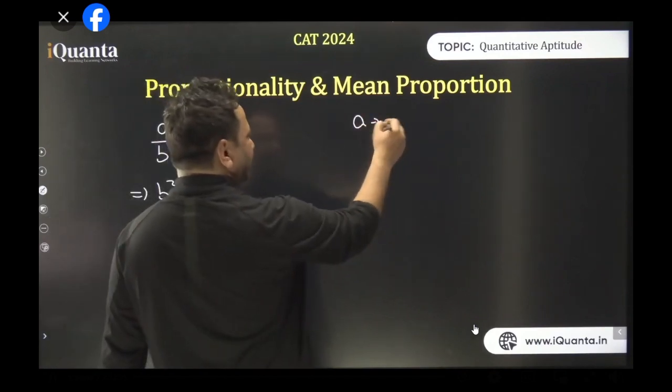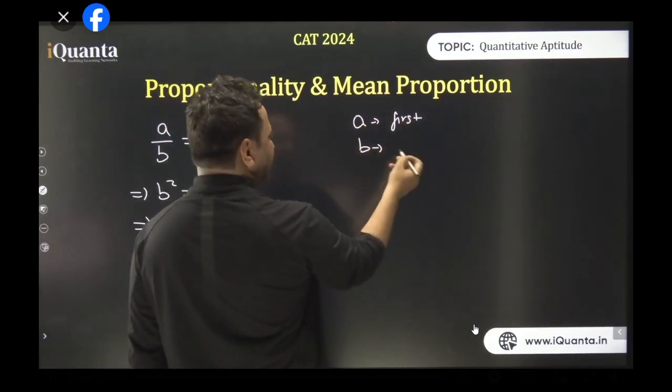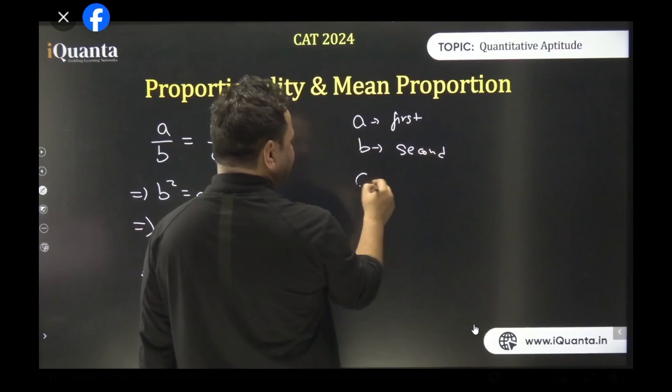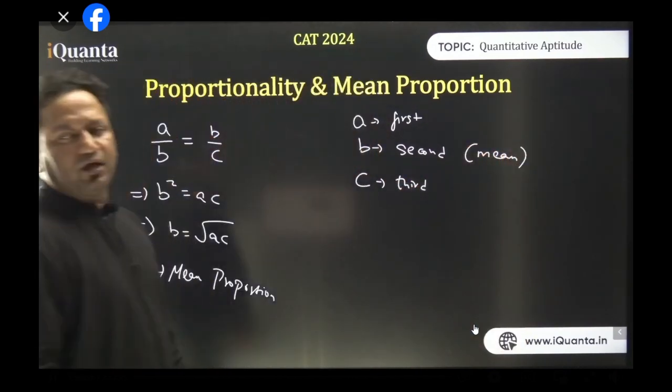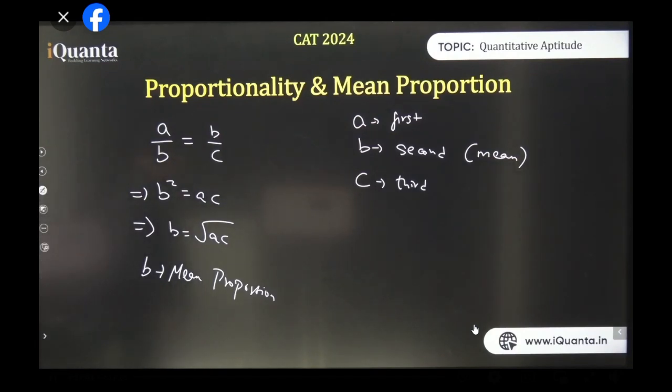We call A as the first proportion. We call B as the second proportion. We call C as the third proportion. By the way, B also happens to be mean proportion. All right. Clear? Cool. Just the nomenclature, nothing more here.